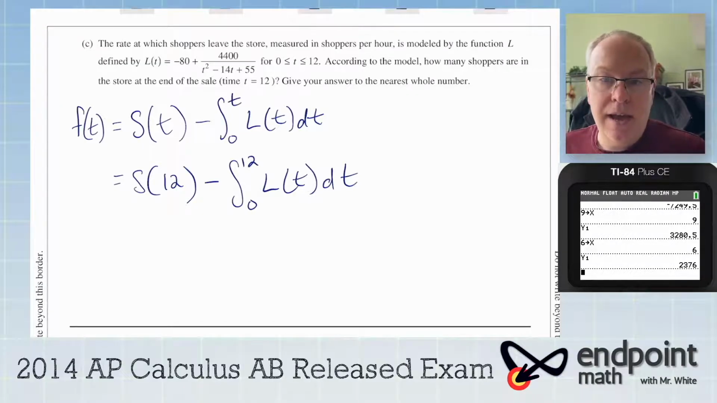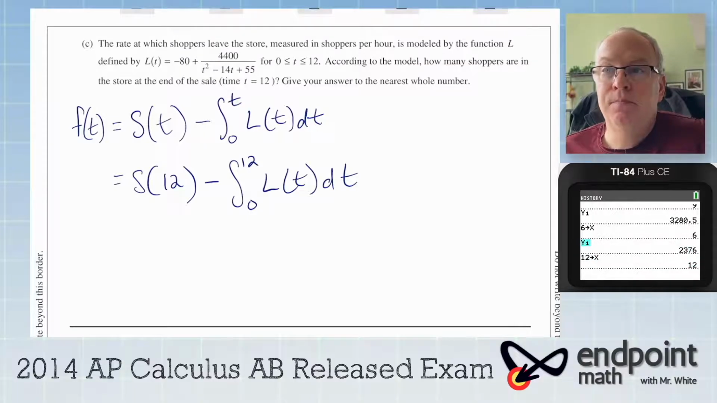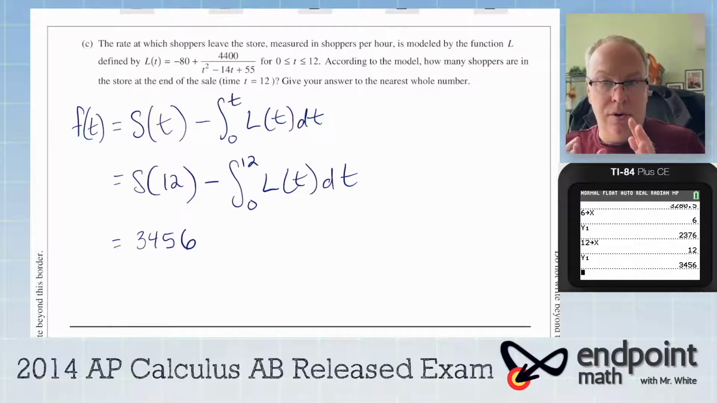So we already have S in there. So let's just go ahead and utilize that. We're going to, what do we do? Number 12. So we're going to shoot 12 into X. I'm going to hit enter. And now I'm going to go back up to that Y variable again and hit enter, run it again. So this is 3456 have entered during the entire course of that 12 hours.